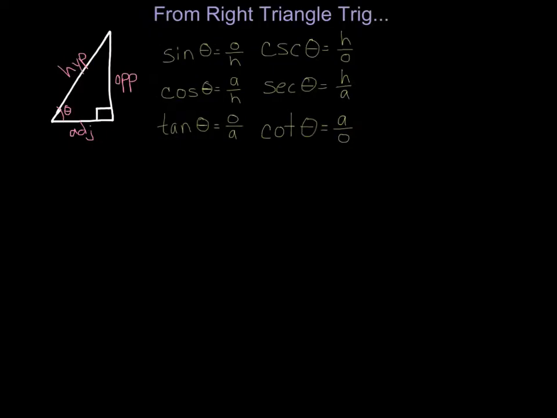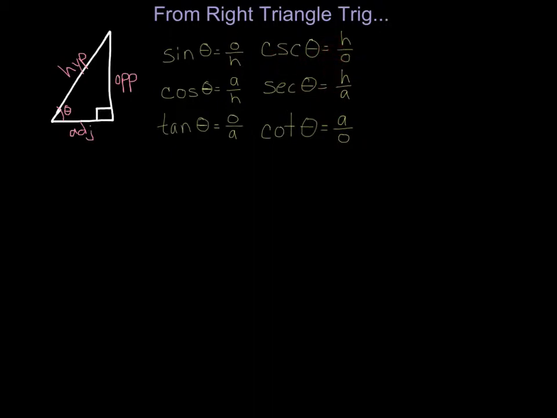Let's start with a review of right triangle trig. So for this right triangle here, I have an angle theta, the opposite side to it, the adjacent, and the hypotenuse opposite the right angle. The sine of theta is opposite over hypotenuse, cosine of theta is adjacent over hypotenuse, tangent theta is opposite over adjacent, cotangent theta is adjacent over opposite, secant theta is hypotenuse over adjacent, and cosecant theta is hypotenuse over opposite.